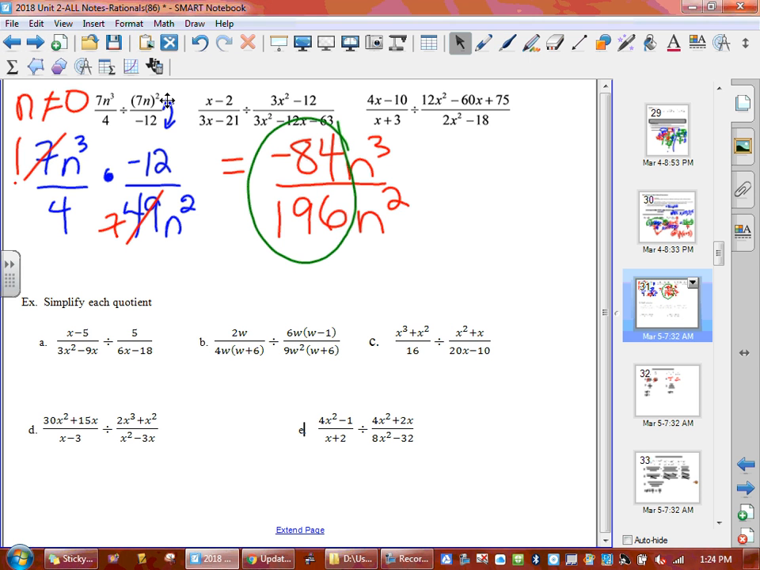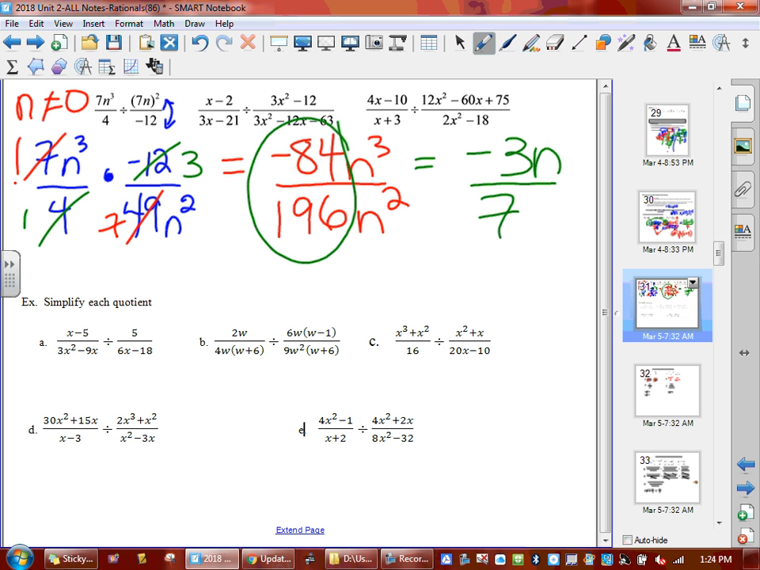So 12 divides by 4, 3 times. The negative stays with that guy. So now we're going to get 1 times 3, or negative 3, is a negative 3. 1 times 7 is 7. And what can I do to all the n's? Subtract them, and what do you get left over? 1n on top. Okay? So this should be your final answer right here. Final answer.